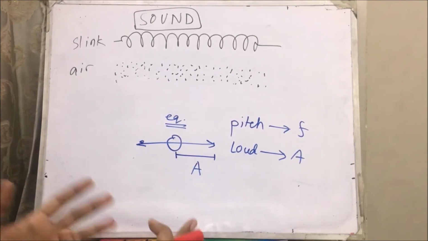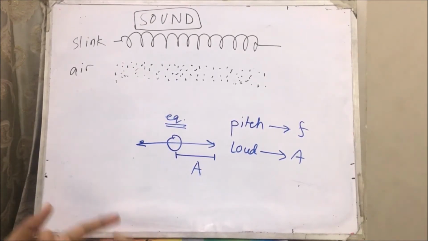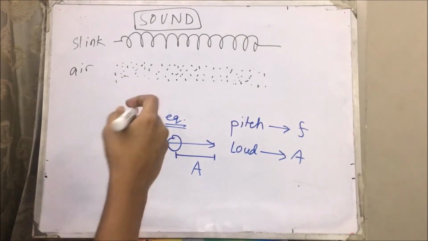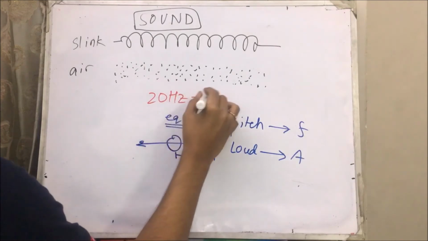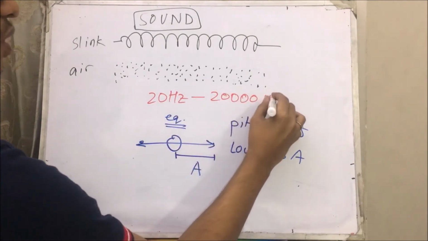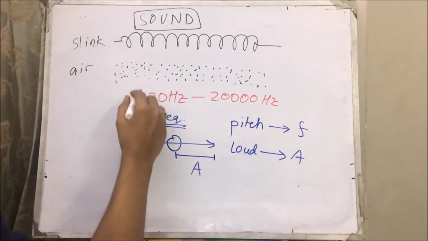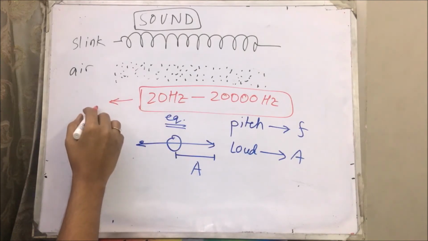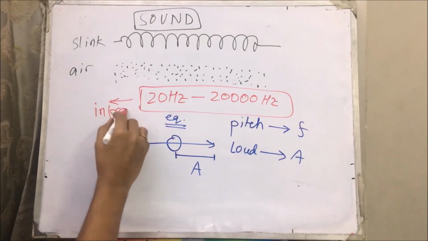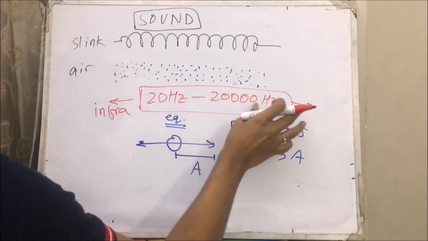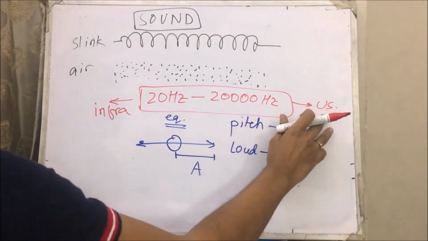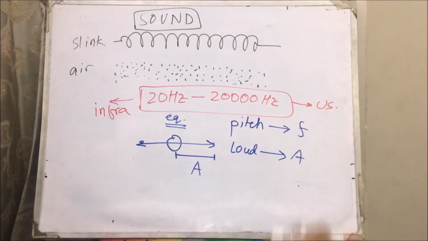So like all other waves, sound waves have their frequencies: 2 Hz, 20 Hz, 2000 Hz, 20,000 Hz, and we humans can only hear certain frequencies of sound. The human audible range is 20 Hz to 20,000 Hz or 20 kilohertz. This is the human audible range. Sound that has frequency lower than 20 Hz, those are called infrasound. And sound that has a frequency higher than 20,000 Hz, those are called ultrasound. Infrasounds are used by dolphins to communicate, and ultrasounds are used by bats to communicate, and also in ultrasonography.